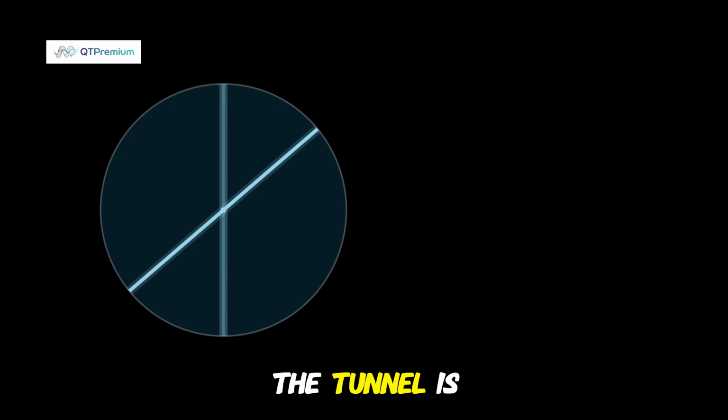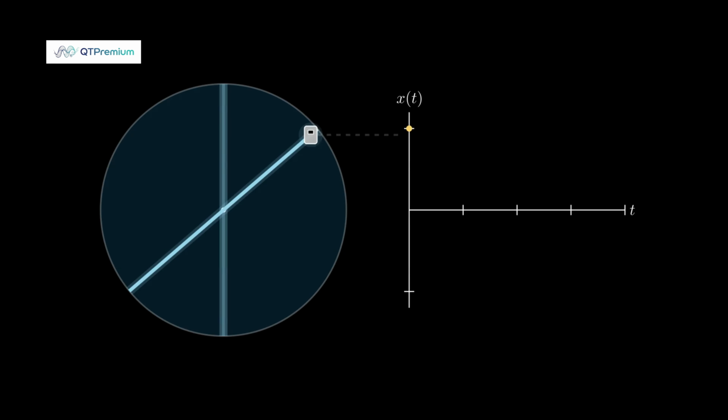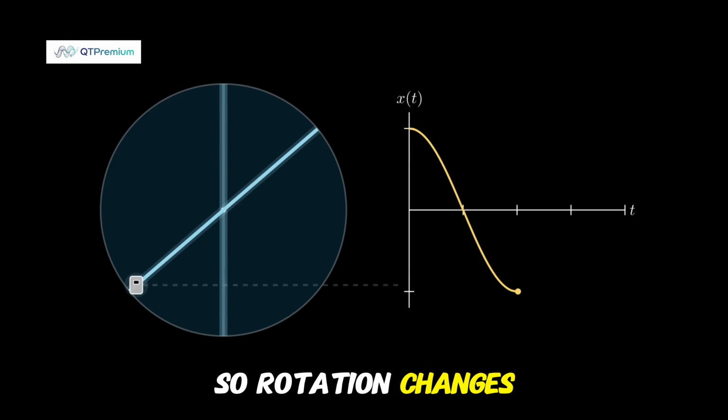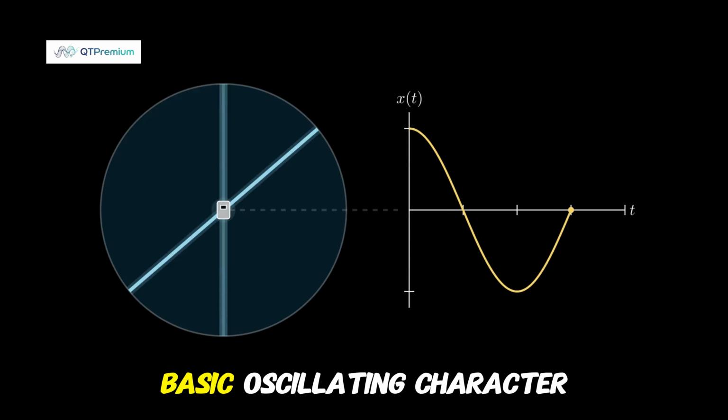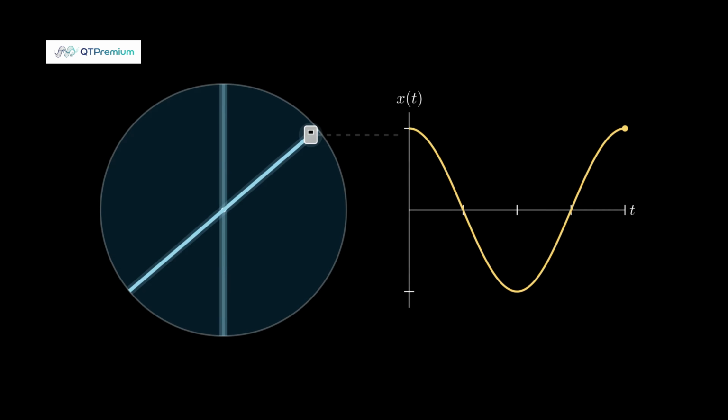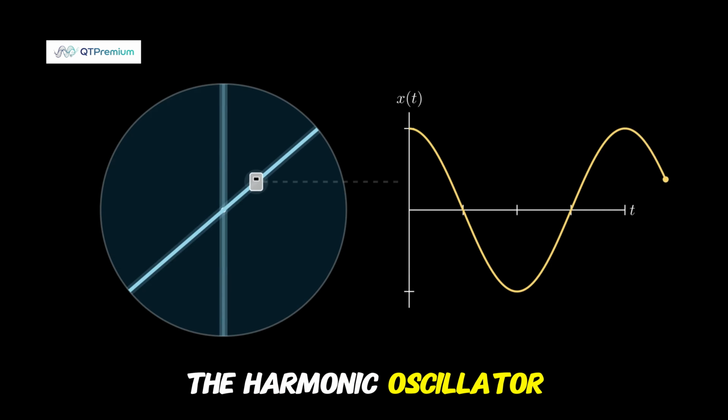So even when Earth's rotation is included, the motion along the tunnel is still harmonic. The main thing that changes is the period. So, rotation changes the timing, but not the basic oscillating character of the motion. The beauty of the harmonic oscillator is still visible.